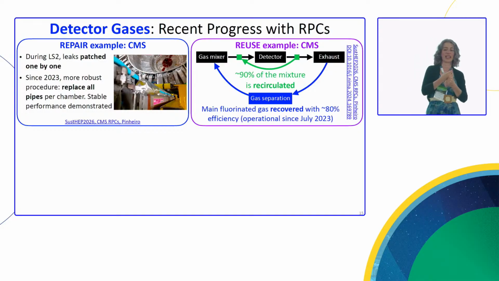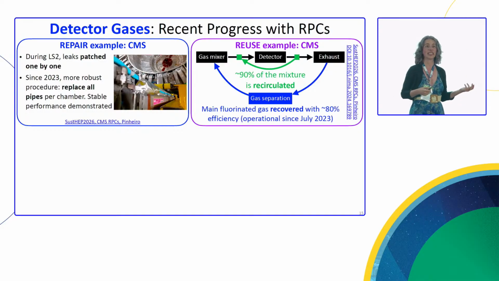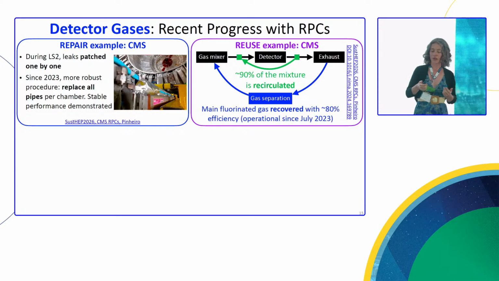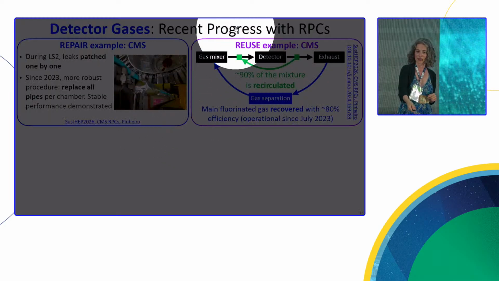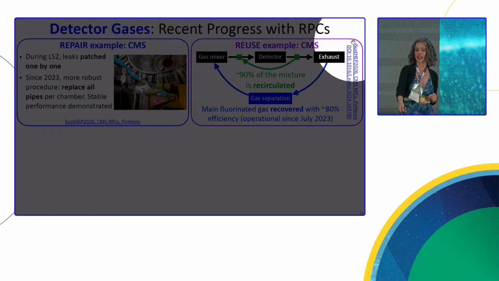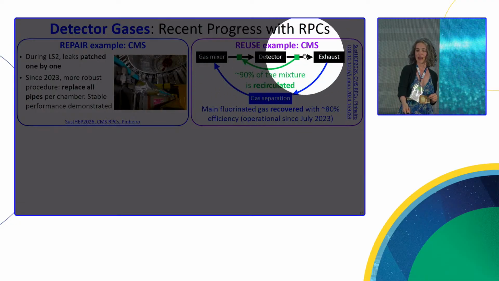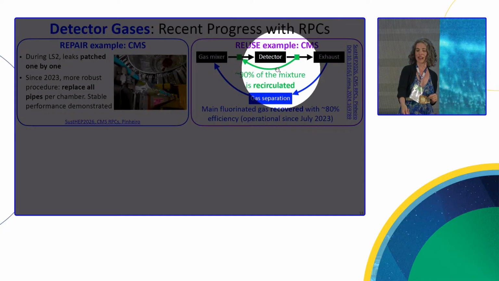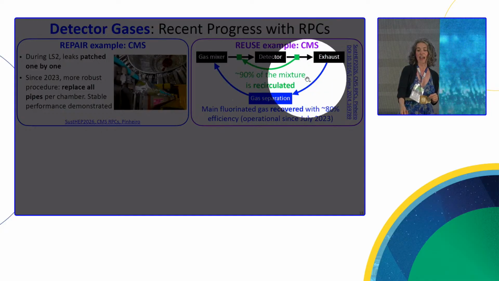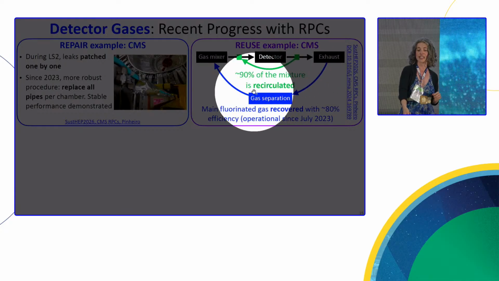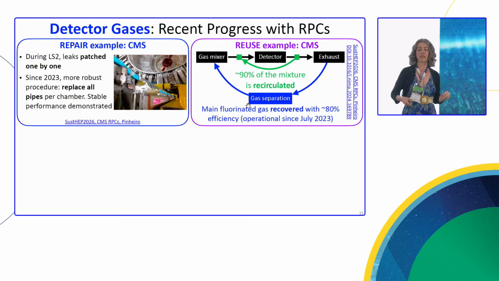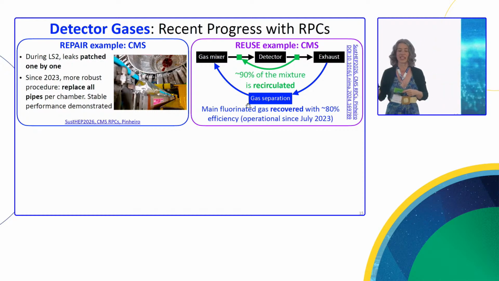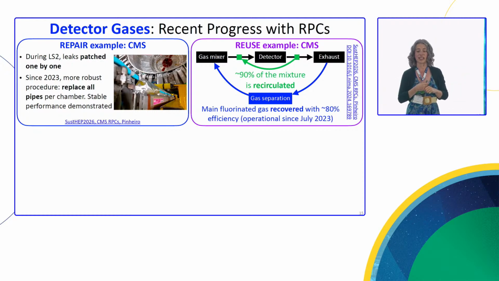Also, I have another example from CMS, but here on the idea of reusing gases. Basically, you have gas coming out of the mixer and then going to the detector, and then there's an exhaust. And actually, 90% of the mixture now coming out of the detector is recirculated. And also, out of the exhaust, we can then separate the gases, and then the main fluorinated gas is recovered, now with 80% efficiency. And this we've been doing since July 2023. So recirculating and recovering the gas are the reuse examples in CMS.